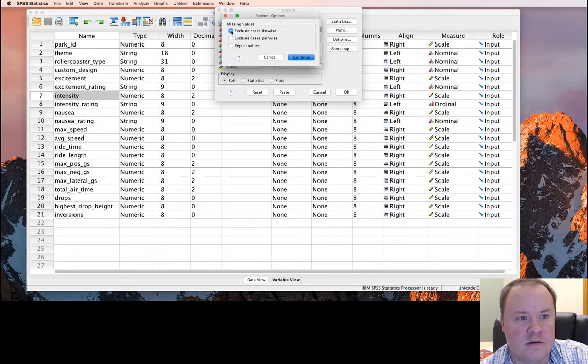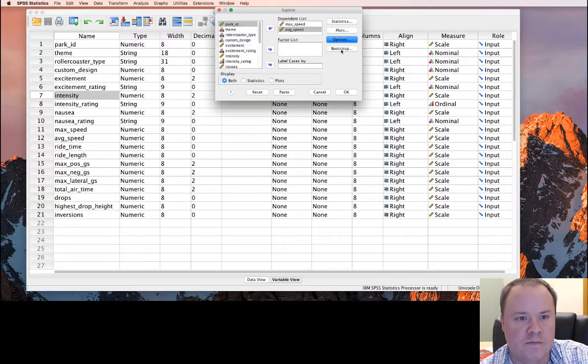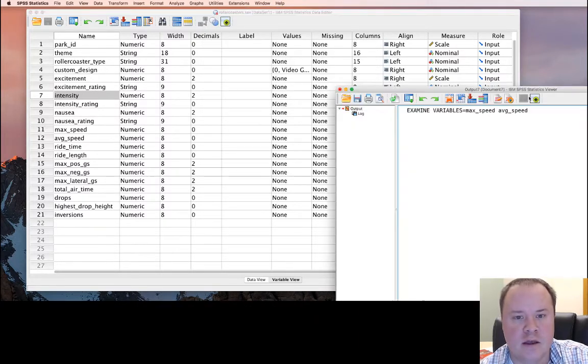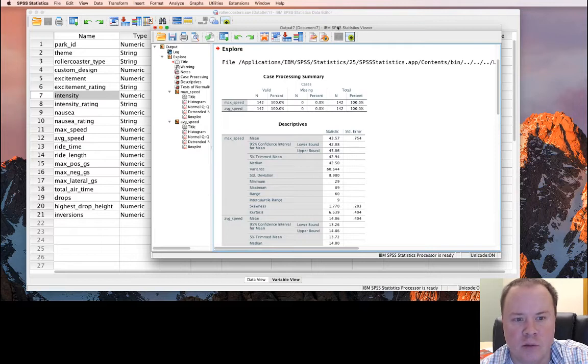Under options, we want to exclude cases listwise in case there is missing data, and then make sure that under display, the both option is selected there. You want both statistics and plots. Click OK, and it will show it here in the output, which is kind of small on your screen.